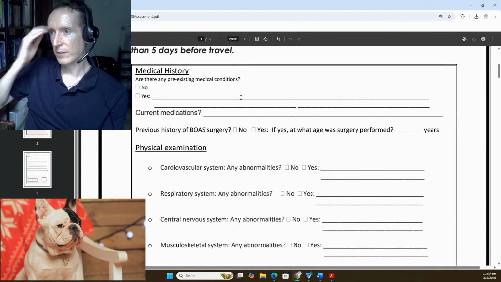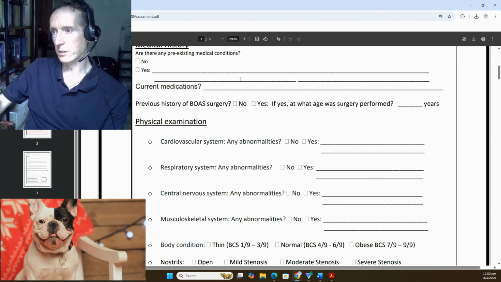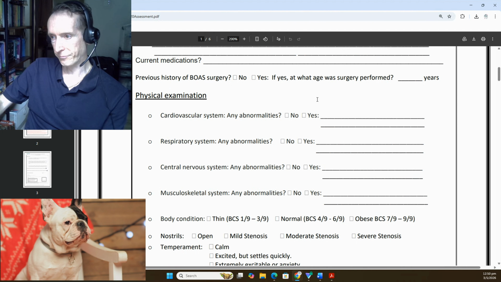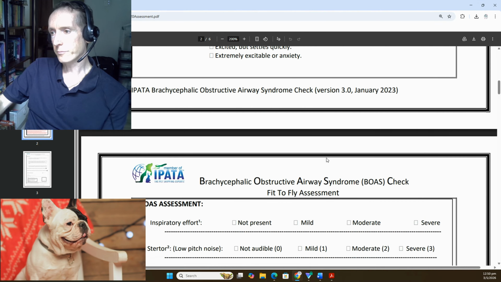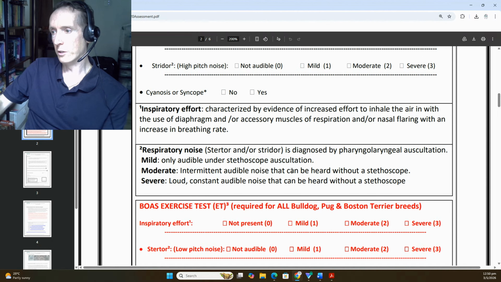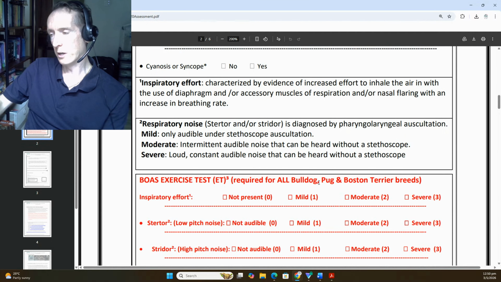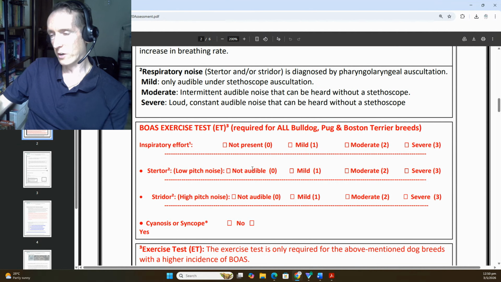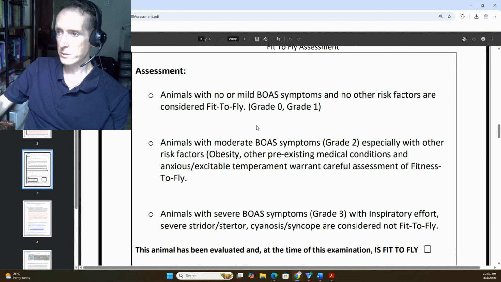Actually, if there's serious medical conditions, then you're not fit to travel. If there's very serious medical conditions such as seizures, which are not treated properly, we consider the obesity, we consider any stenosis, we consider the temperament, and in particular, we look at the BOAS test. For bulldogs and pugs, we look at the BOAS test after exercise. Okay. Then, if you've got no symptoms, then you can pass.